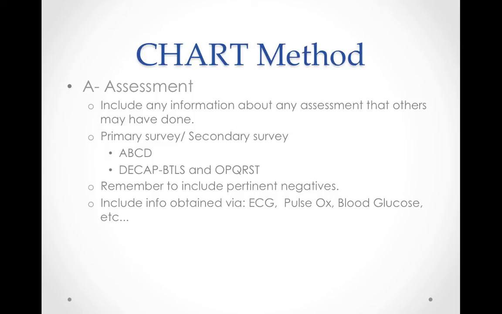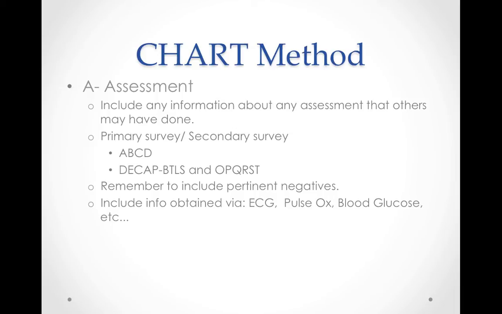In the assessment portion, you want to include your primary survey and also your secondary survey and your ongoing assessment. You want to include information about their airway, breathing, circulation, any kind of determining transport, just like you would go through on perhaps a National Registry check sheet. You want to include things such as DCAP-BTLS and OPQRST in this portion. You also want to make sure that you include pertinent negatives. Now, what are pertinent negatives?